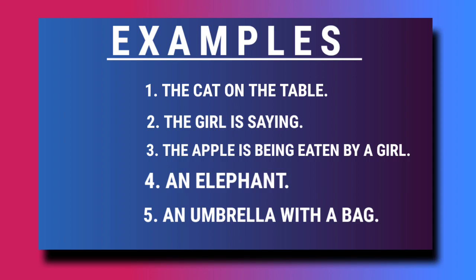So here, what are the modifiers? That is the cat, because the is modifying the exact animal here, that is the cat. So here the cat is a noun phrase because the modifier or determiner is modifying the noun exactly. Next one, the girl is saying. So here the is modifying the exact person here. So here the determiner is the and it's modifying the exact person, that is a girl. So the girl is here a noun phrase.